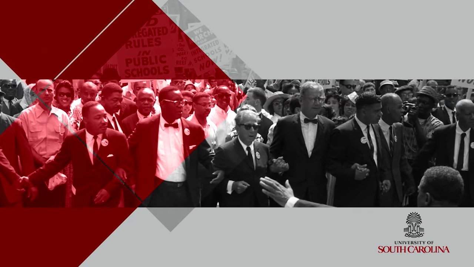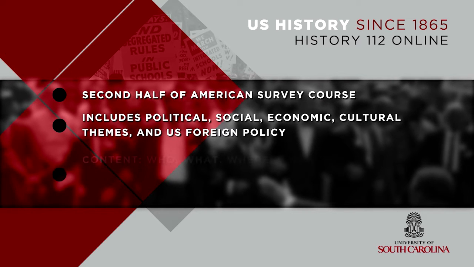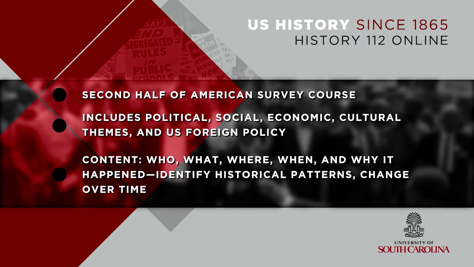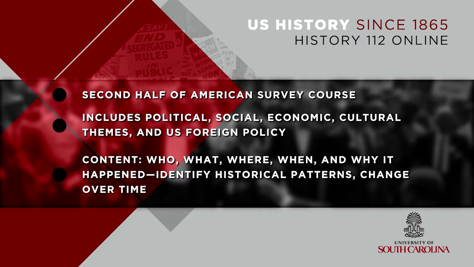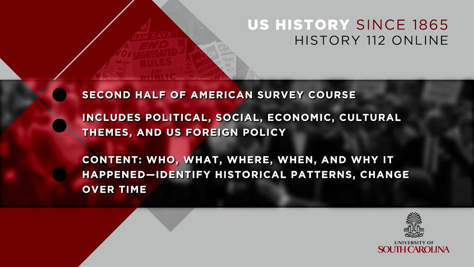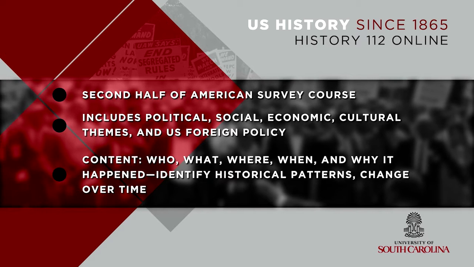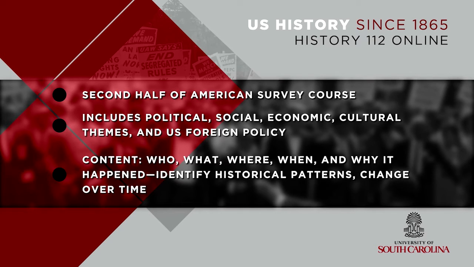So, first a little bit about 112. This is the second half of the American History General Survey course. And we're going to be looking at the major themes of American history from 1865 all the way through 9/11. So the content will cover American politics, society, economy, culture, and America's growing role in foreign policy. We'll ask content questions about who, what, where, when, and why certain events happened. And hopefully you'll begin to notice certain patterns and see what the change has been over time.